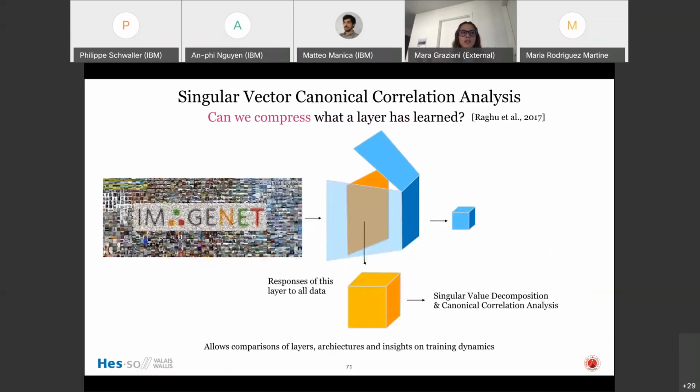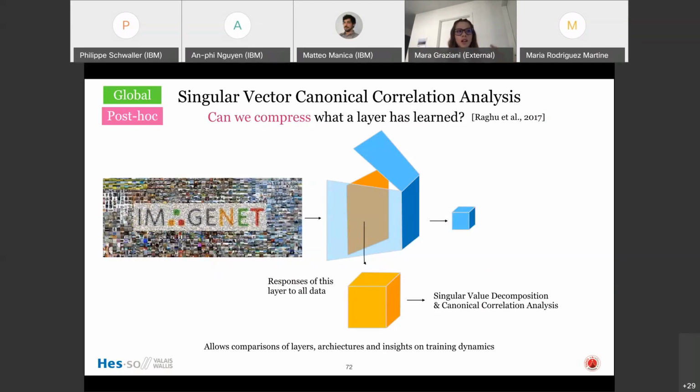Last of the techniques that look inside the network that we will look at today is singular vector canonical correlation analysis. This method poses a different question: can we compress what a layer has learned by looking at all training examples? So again, a global post-hoc method, and here's the idea. We select a layer of interest that is highlighted in orange in my picture here, and we store its responses to all the inputs in the training data set. In the paper, they used ImageNet, so they stored all the responses of the layer to the images in ImageNet.